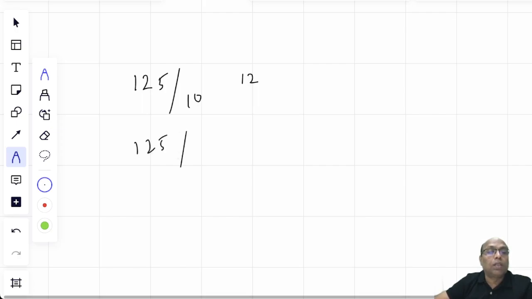125 modulus 10, what am I going to get? In this case it is 5. The remainder is 5. How? 12 tens are 120. 125 minus 120 is what? 5. This is what I'm going to get. Now, if I say 125.0 divided by 10, I'm going to get 12.5.